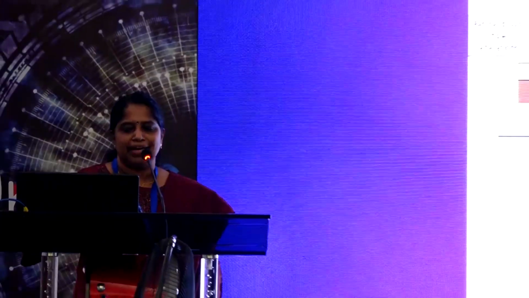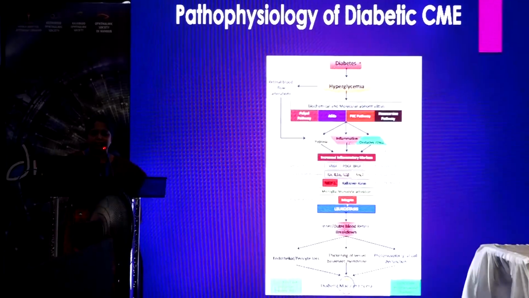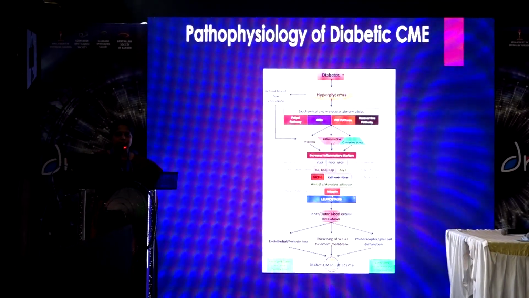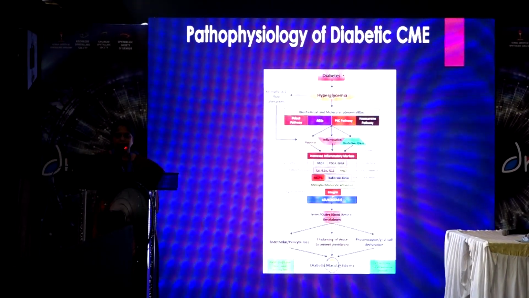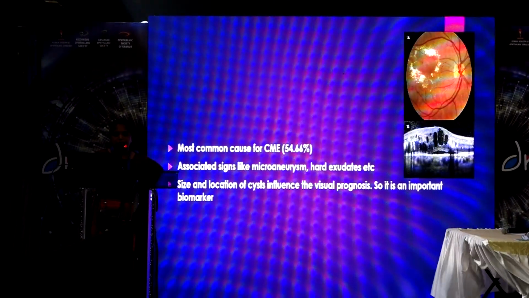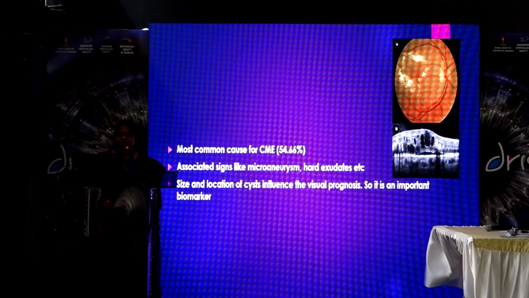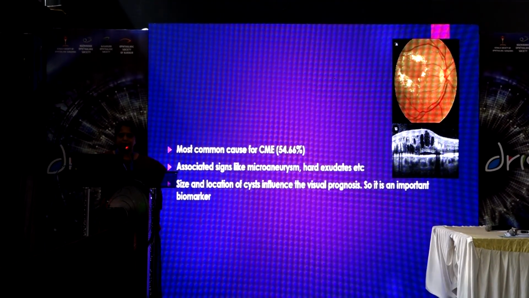So the pathophysiology of diabetic CME is that there is a breakdown of the blood-retinal barrier, loss of pericytes, hyperglycemia, oxidative stress, and release of inflammatory mediators. All these result in fluid leakage and CME. Diabetic CME is the most common cause of CME. Around 55% of CME is due to diabetes.